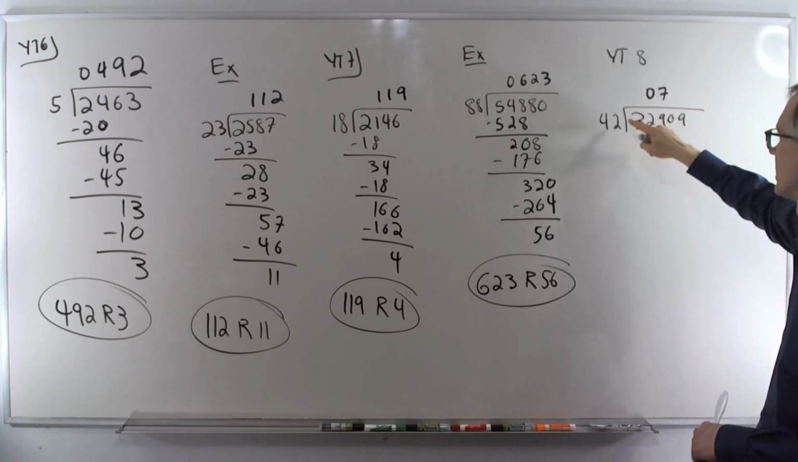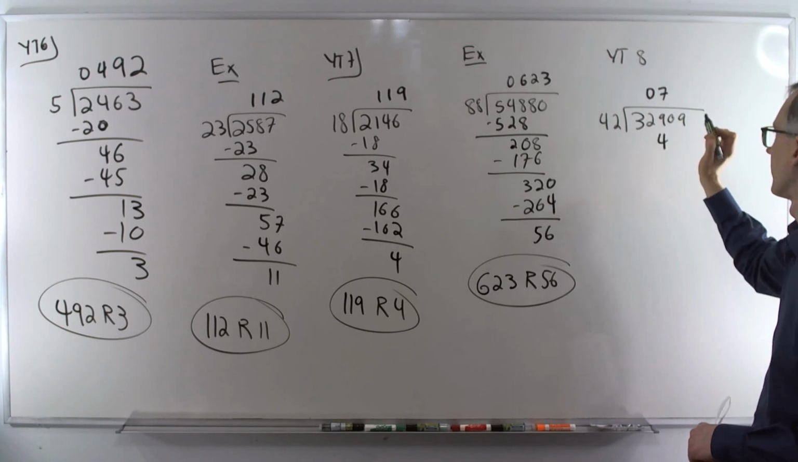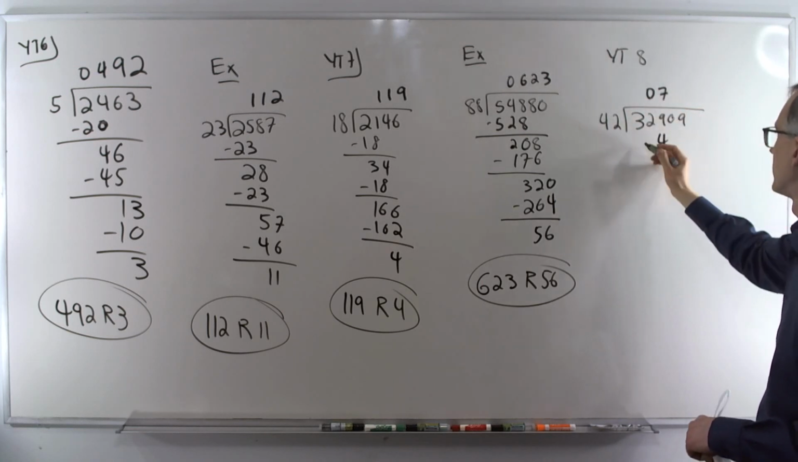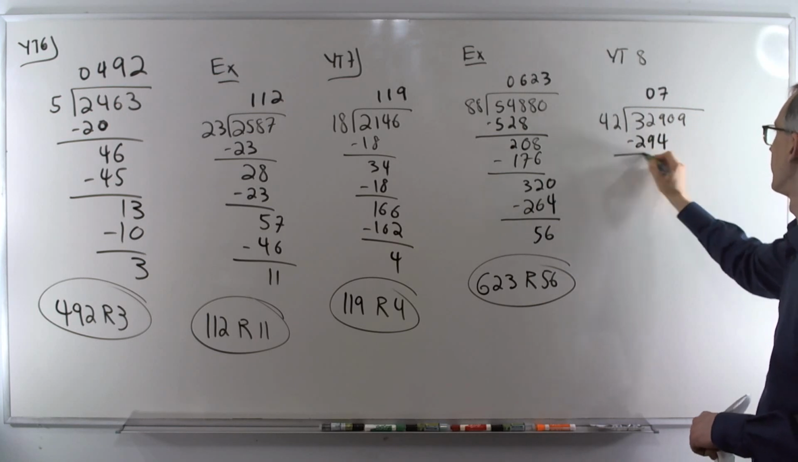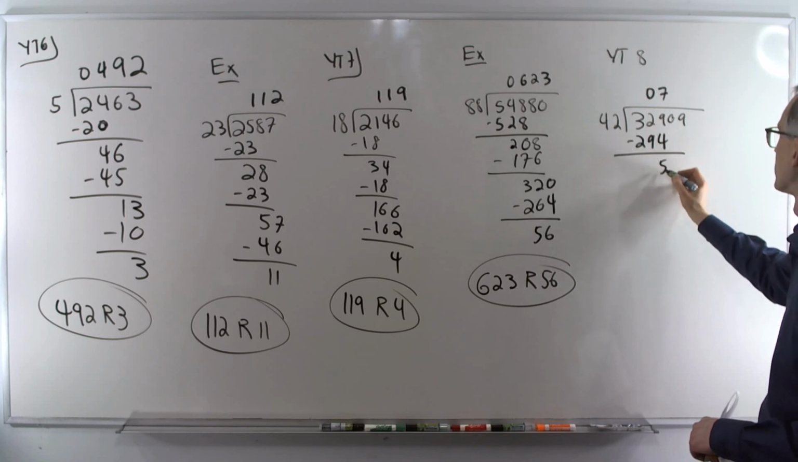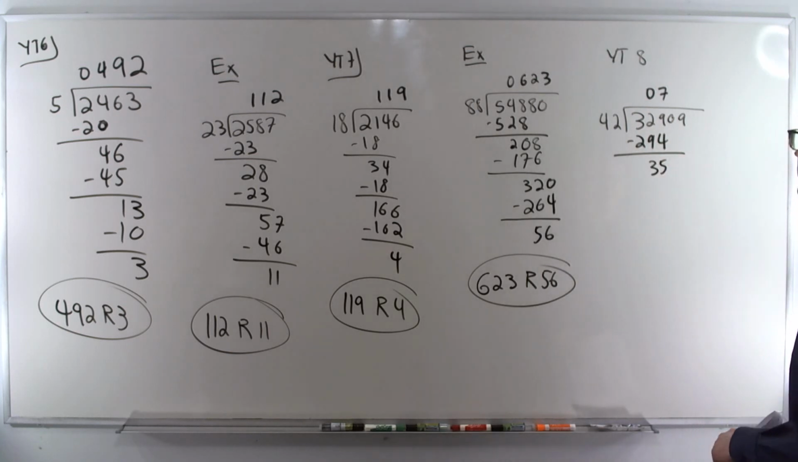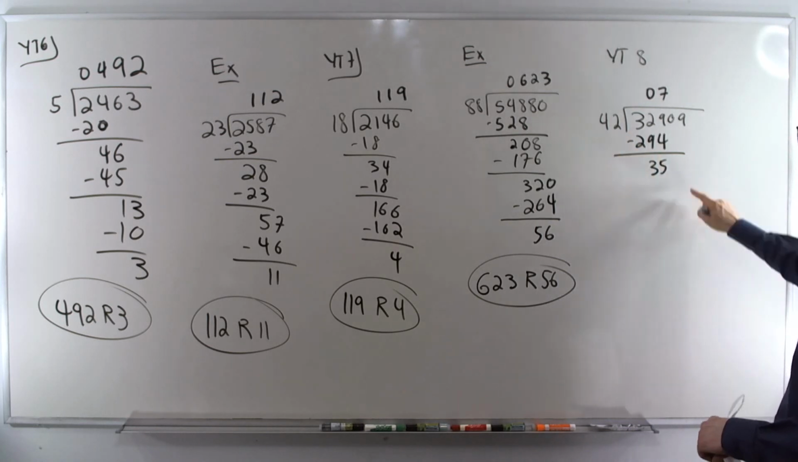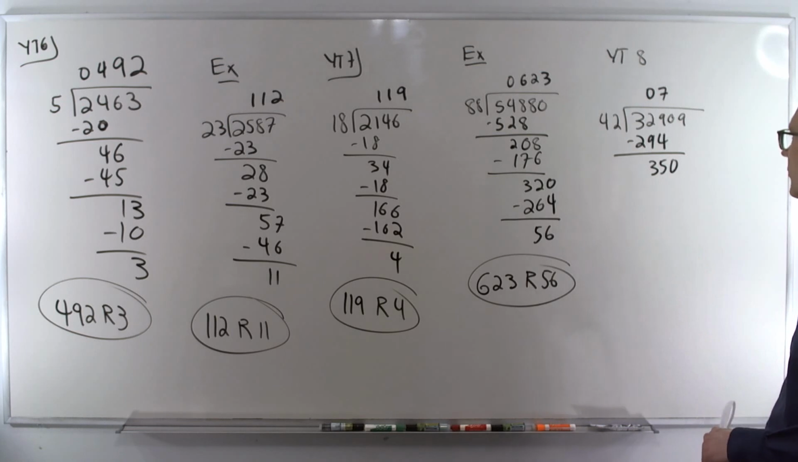All right, 7 times 2 is 14. Carry the 1. 4 times 7 is 28, plus 1 is 29. So we get 294. Now subtracting, a 5 here, 32 minus 29 is 3. So 35. So it looks like that worked. Because we got a number that's less than 42, so that's good. All right, bring down the 0. Now we're going into 350.